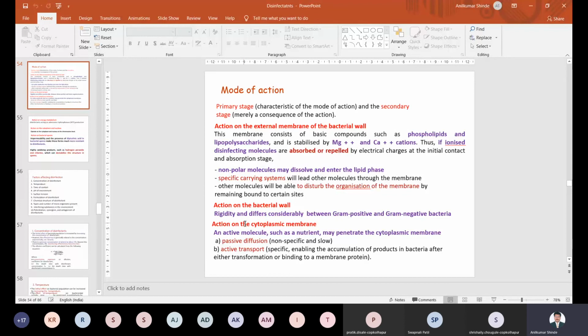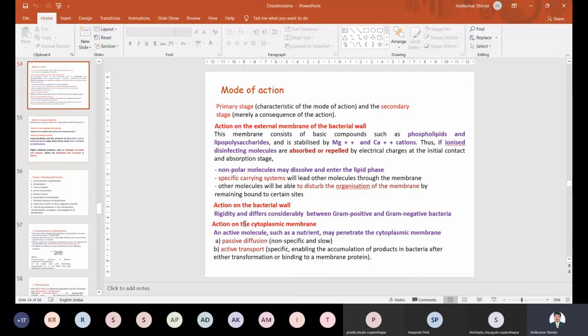The bacterial wall has rigidity and differs between gram-positive and gram-negative bacteria, because the properties of gram-positive bacteria are different from those of gram-negative bacteria. So there are rigidity differences between them. Different concentrations and different antibacterial agents are required for killing the microorganisms. So we can determine this for the bacterial wall also.